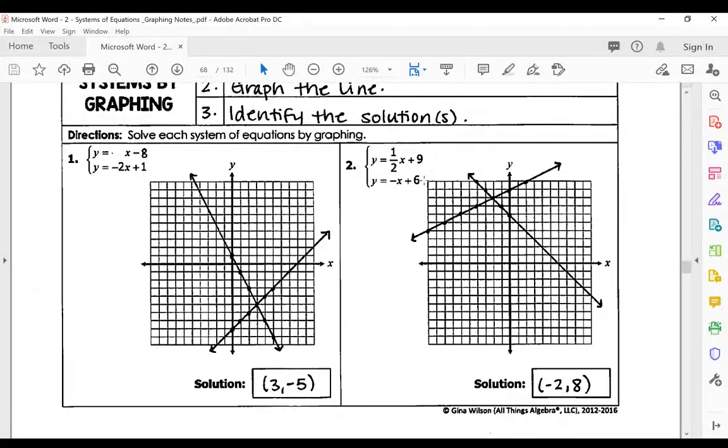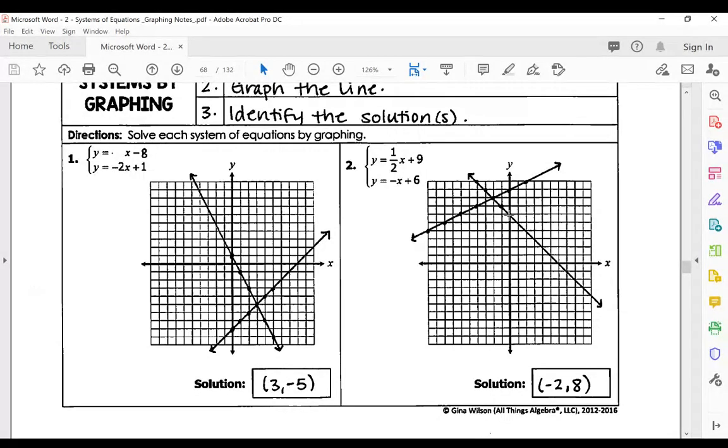For number 2, we begin with y equals 1/2 x plus 9. Plus 9 is the y-intercept, and the slope is 1/2. So we rise 1, run 2. Or we could go in the opposite direction, down 1, left 2, down 1, left 2, and so on, to create our first line. The second line has a y-intercept of 6, so we begin along the y-axis at 6.